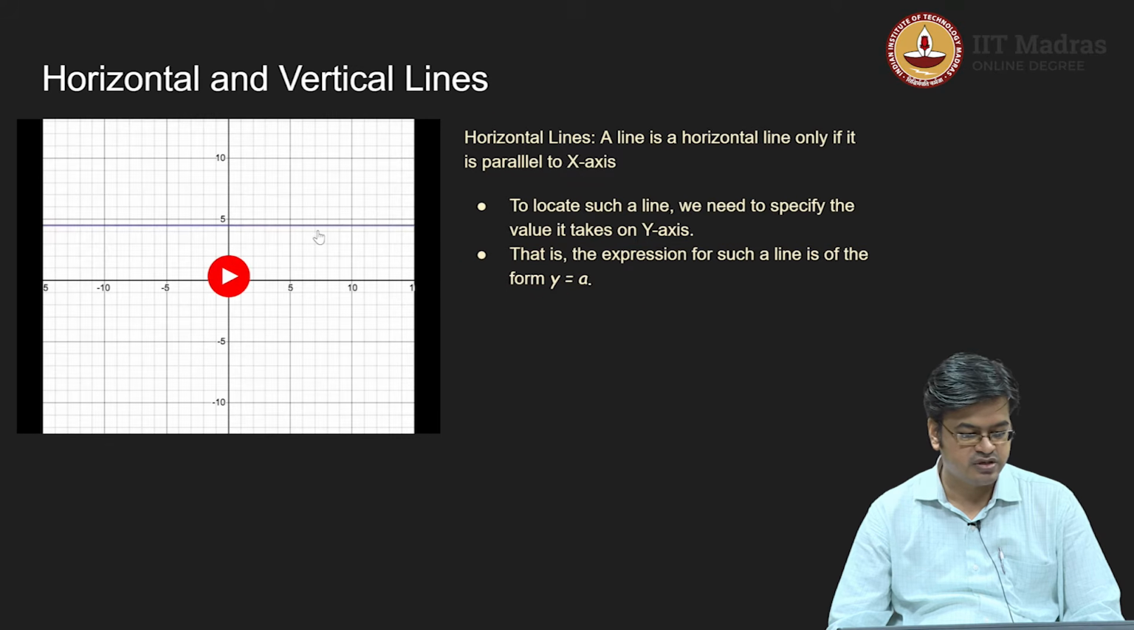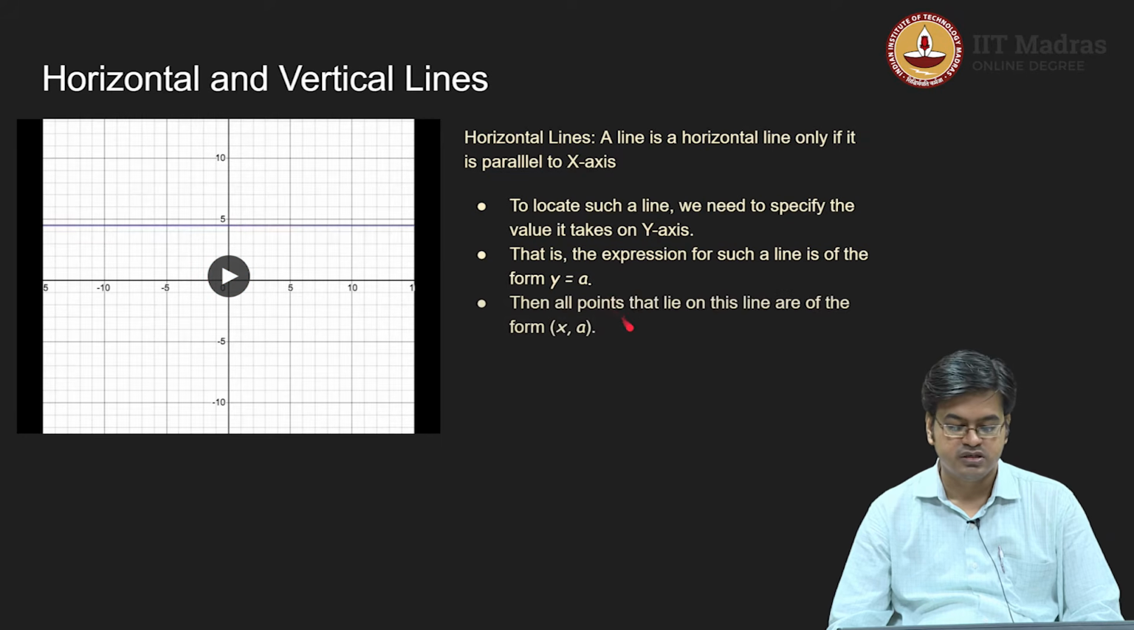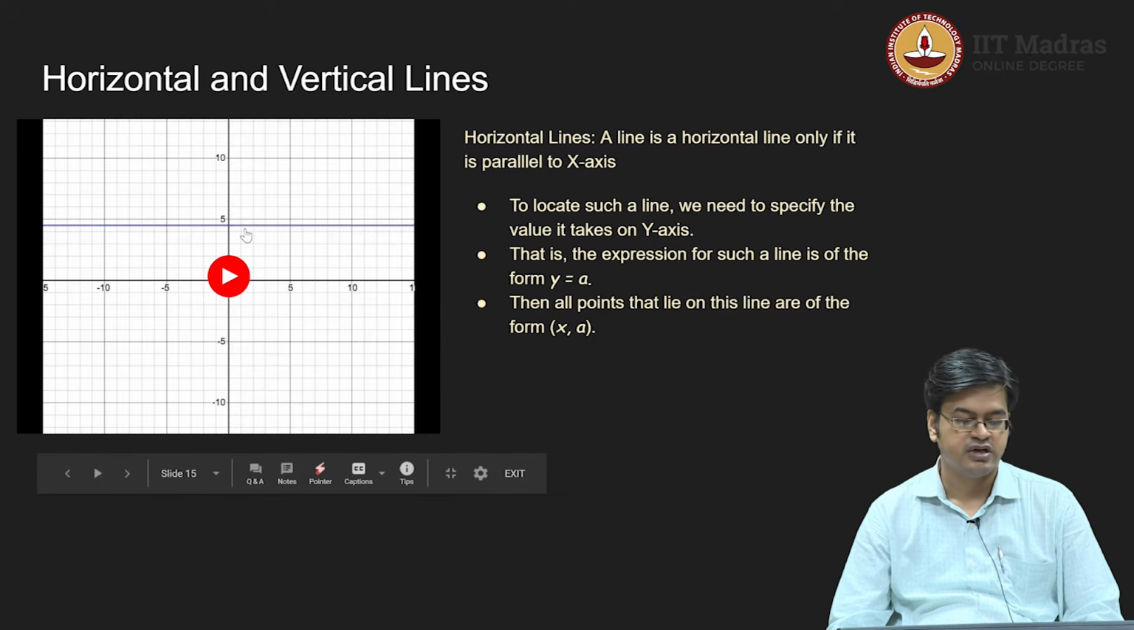So in the case of horizontal lines, what I have done is I have identified the condition, that is y is equal to a. So what will be the condition on points? The points will be of the form (x, a). x can be any value, but the y coordinate of that point will be fixed, that is a.